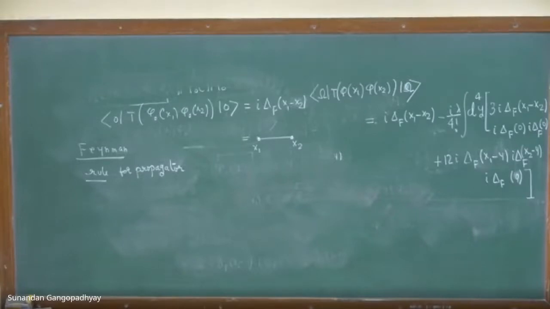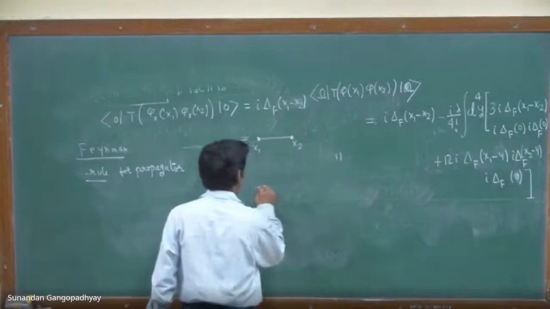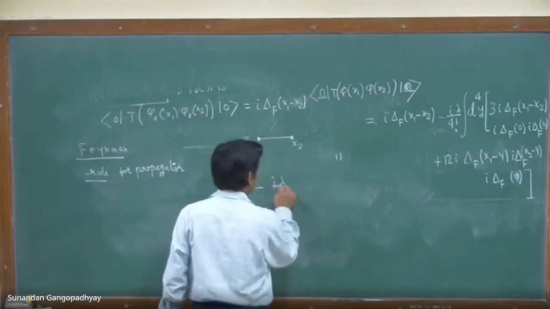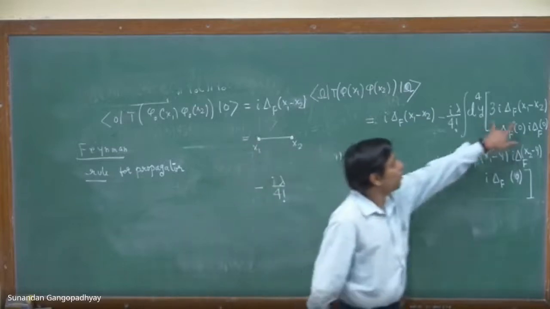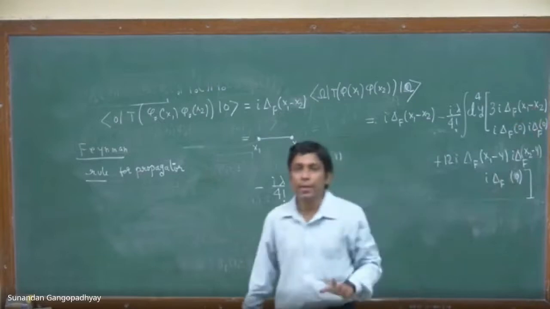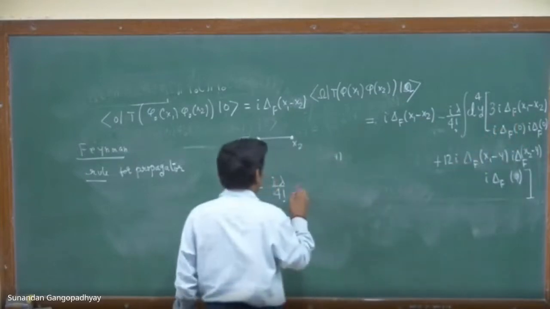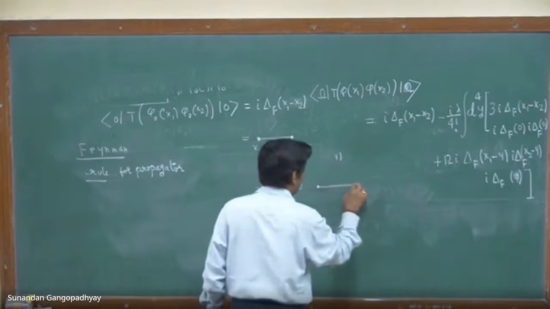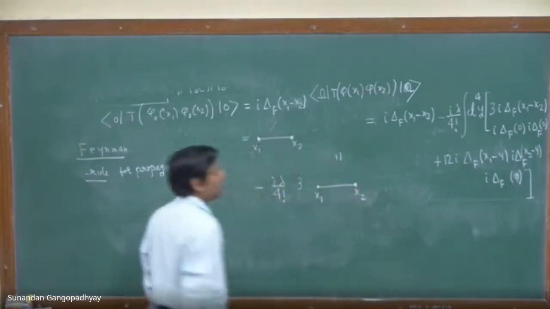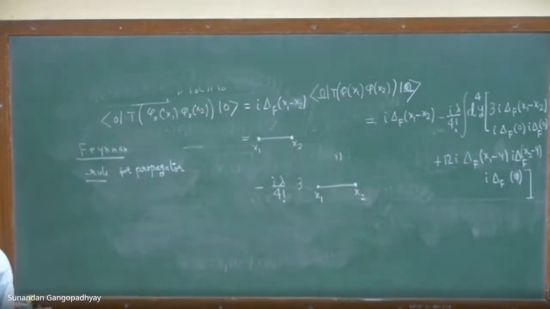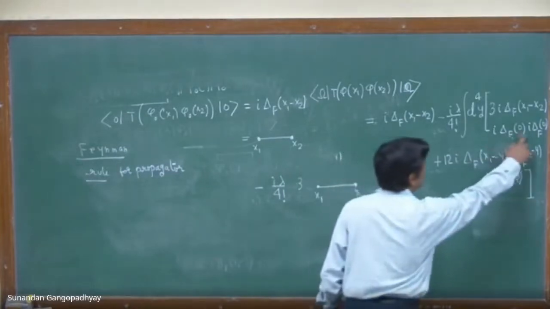So that particular thing will be minus i lambda by 4 factorial. You see, this term delta F x1 minus x2 is independent of y, so you can take it outside the y integral. So this thing is once again a propagator, so it is basically 3 times x1 to x2. And the rest you have delta F y minus y, delta F y minus y.